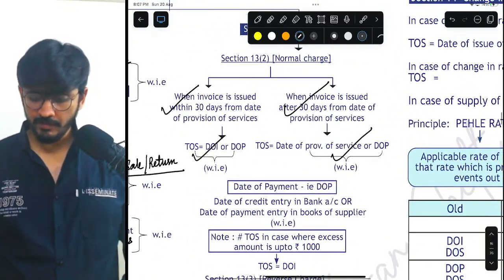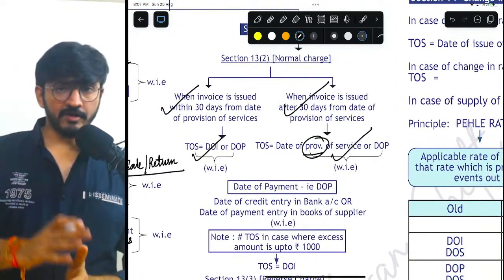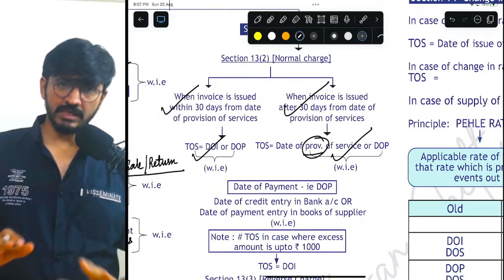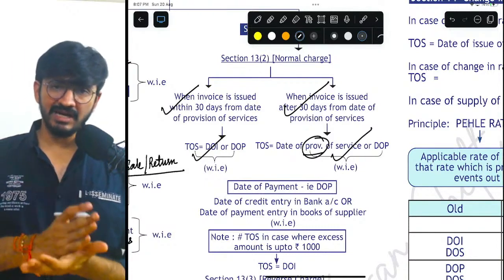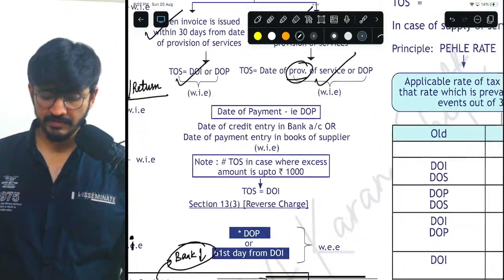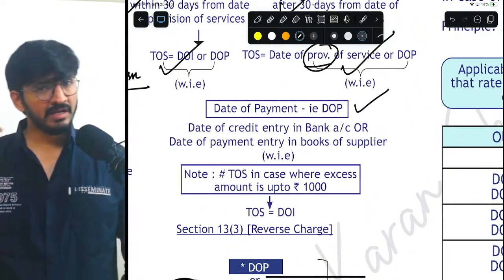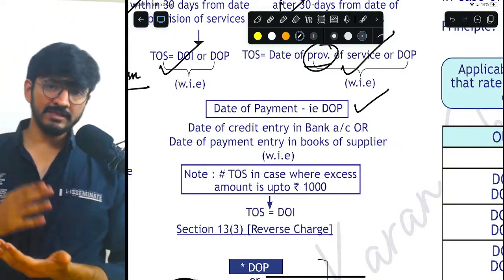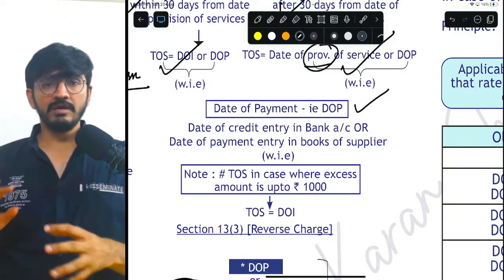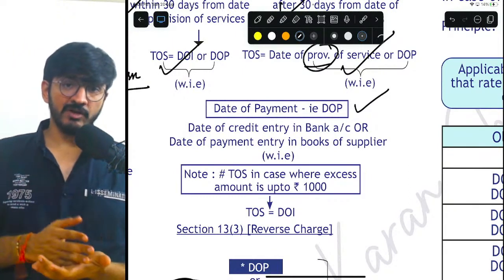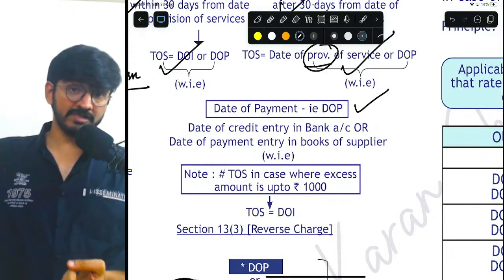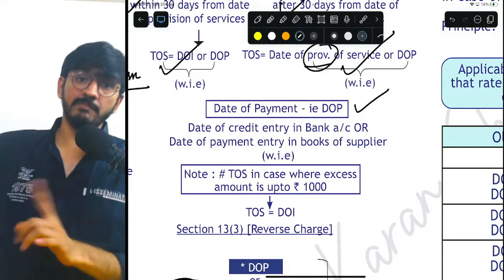By the way, date of provision of service or date of completion of service is one and the same. So always remember that they can be used interchangeably. And in this case, if we have to define date of payment, there can be two dates visible in the question: date of credit in the bank account or date of payment entry in the books of account of supplier, not receiver, supplier.